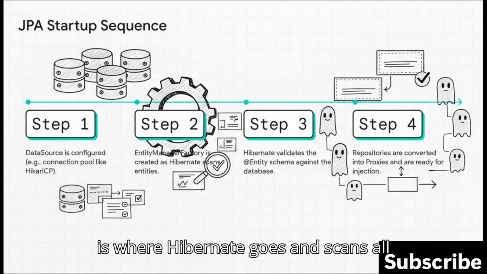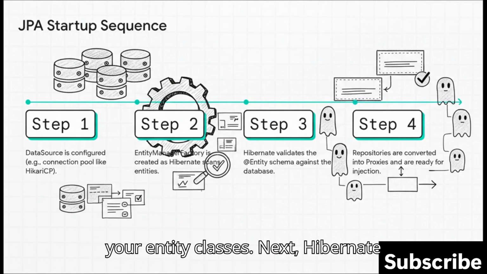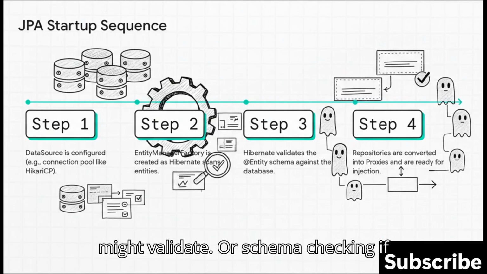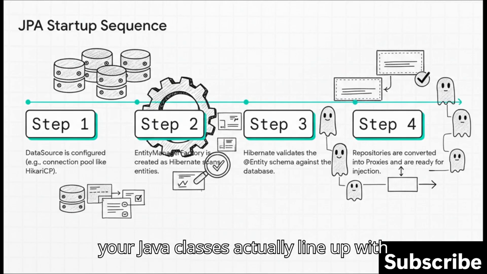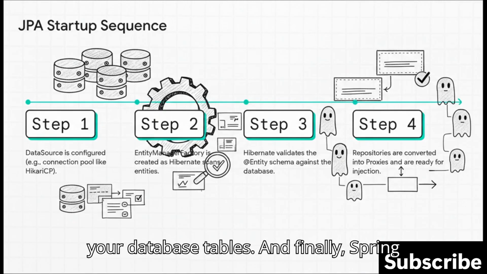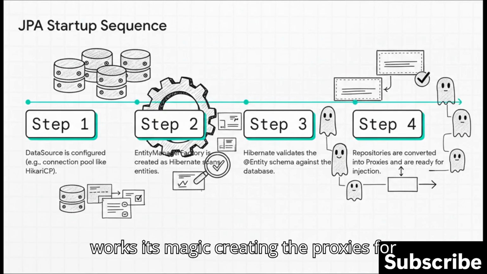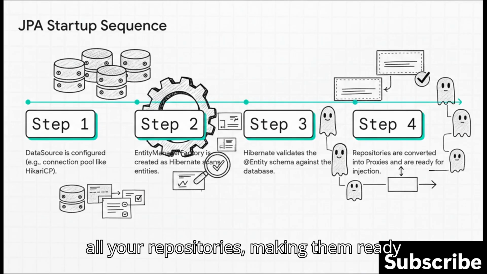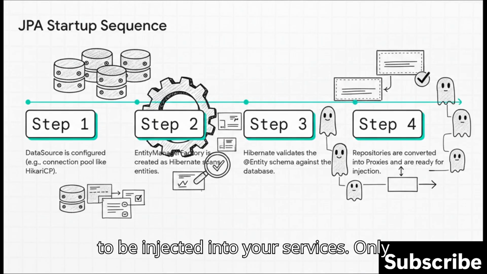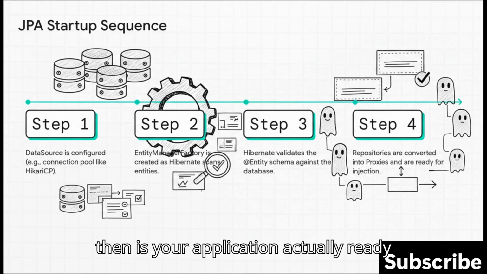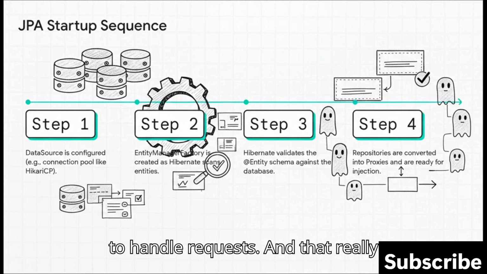This is where Hibernate goes and scans all your entity classes. Next, Hibernate might validate your schema, checking if your Java classes actually line up with your database tables. And finally, Spring works its magic, creating the proxies for all your repositories, making them ready to be injected into your services. Only then is your application actually ready to handle requests.